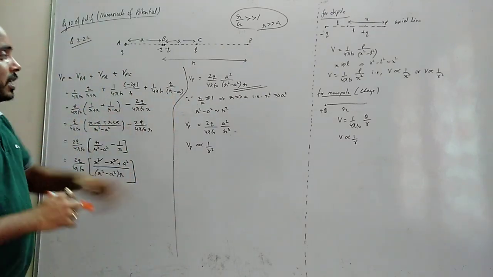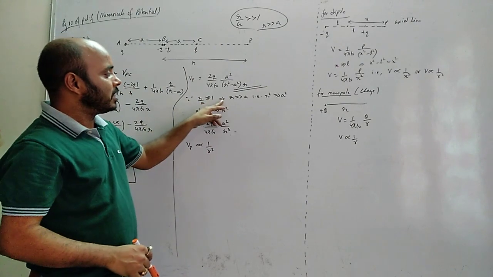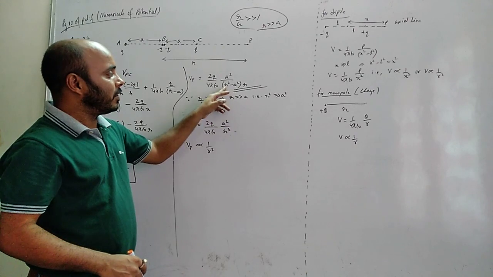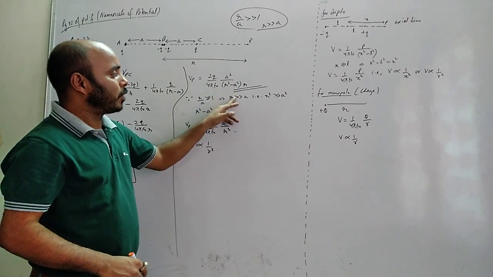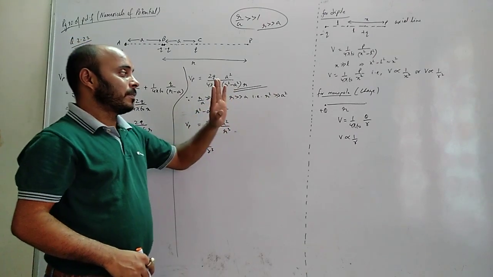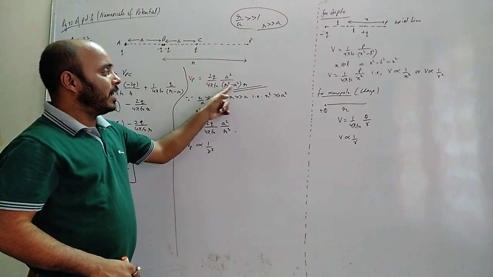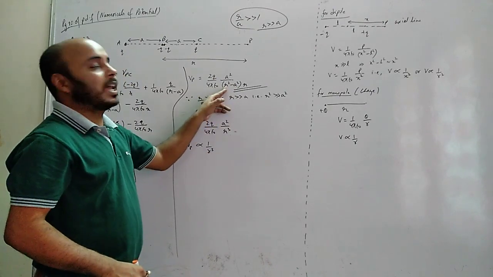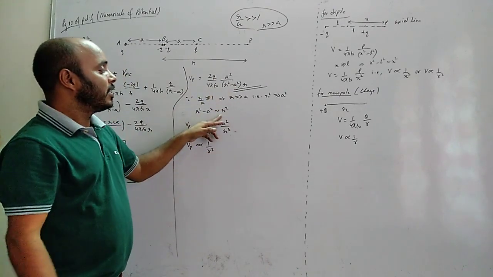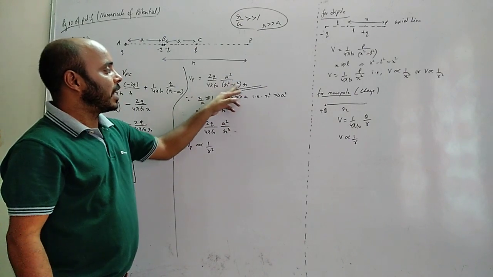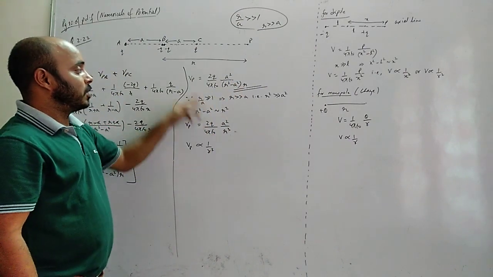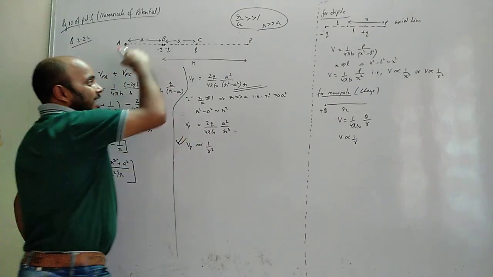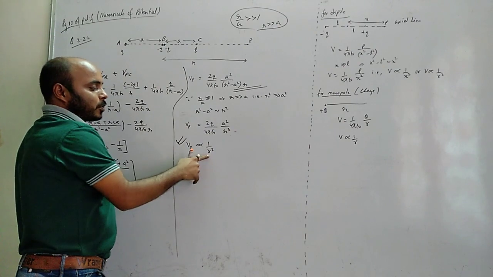Since R by A is greater than 1, this implies R is greater than A. Squaring both sides, R square is greater than A square. That means R minus A whole square is similar to R square, because R is very large, A can be ignored. So this becomes R square into R cube. So we got the expression: potential due to a quadrupole on its axial line is inversely proportional to R cube.